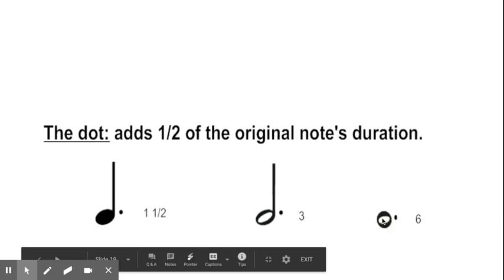Whole note is normally worth 4. Half of 4 is 2. So this note with a dot now would last for 6. You couldn't have that in 4/4 time, but you could have it in 6/4. You could have it in 8/4. There's other time signatures where you could have it, but just know that your whole note could be dotted.